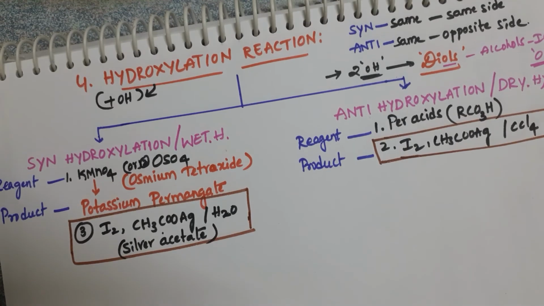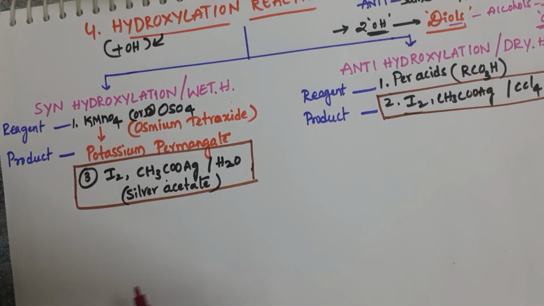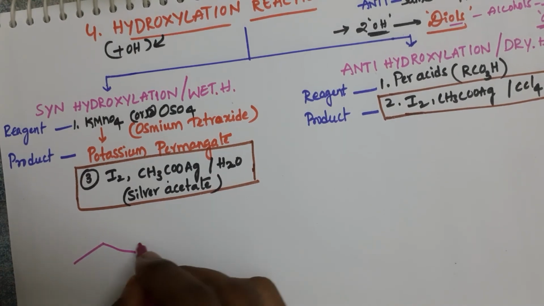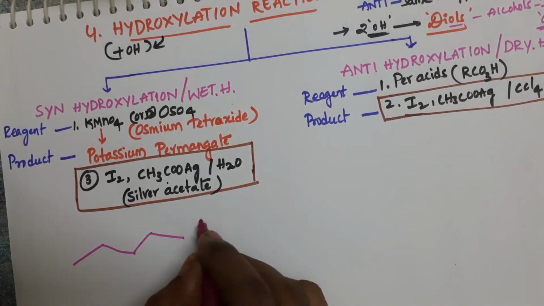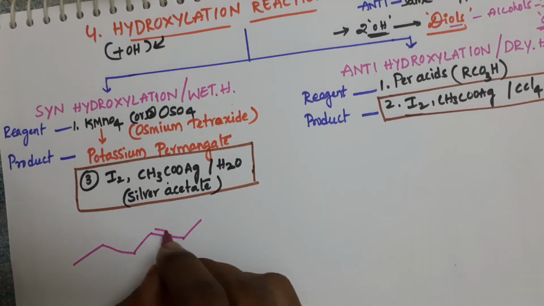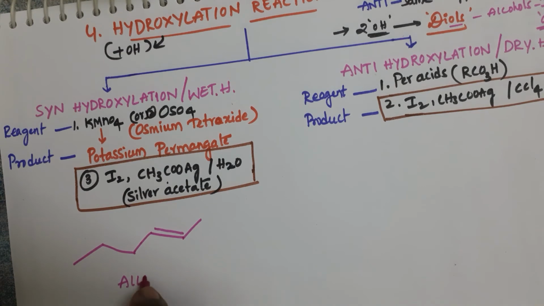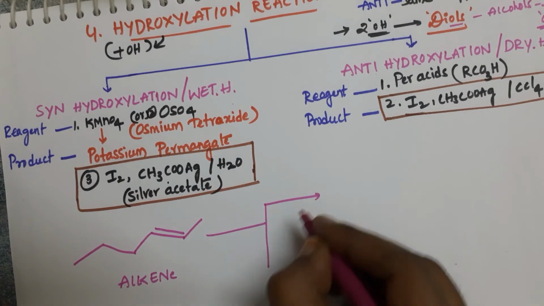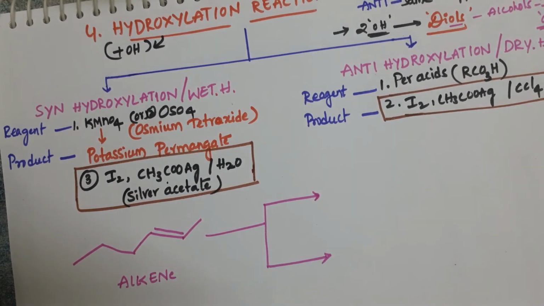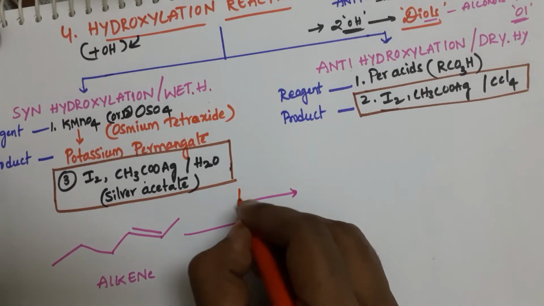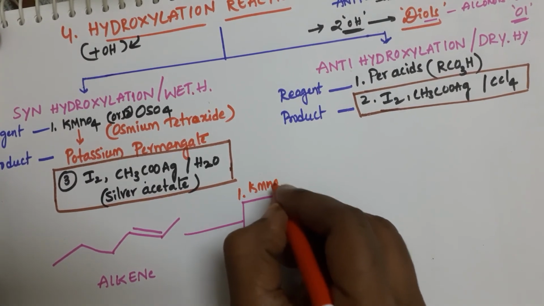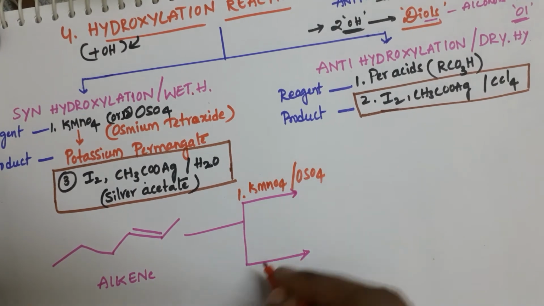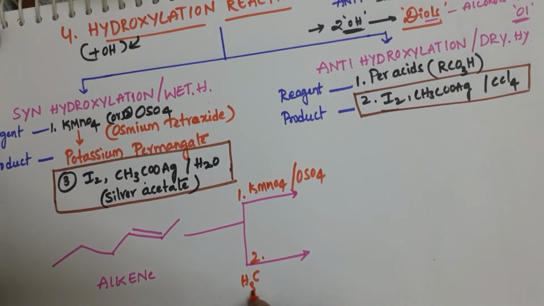Now, coming to the mechanism. Here I am taking a simple alkene. These are the carbon chains, and if you have a double bond here, that is an alkene. I am doing both reagents in one reaction. First, KMnO4 or osmium tetroxide I am using. In the second one, we are using CH3CO3H, a peracid. What is the product in this one?